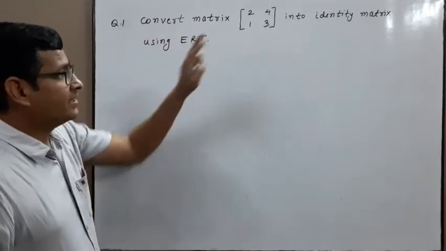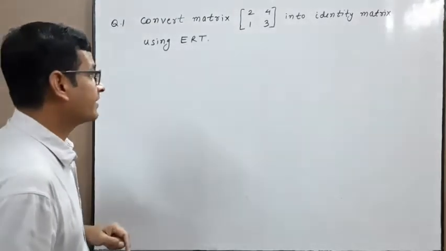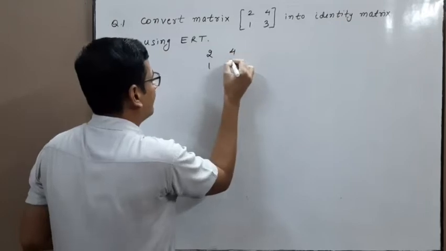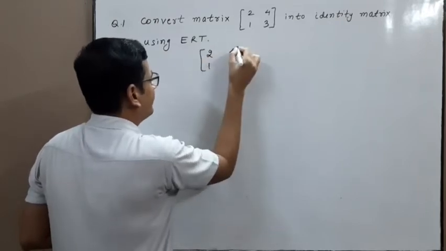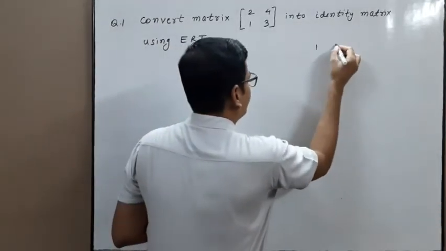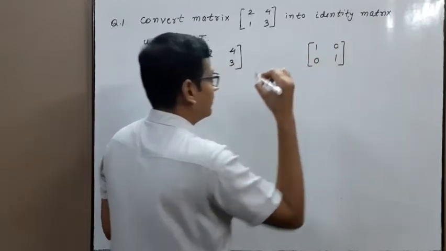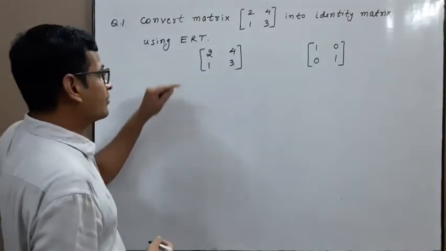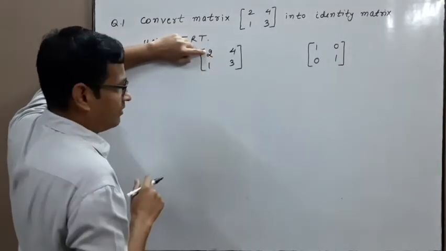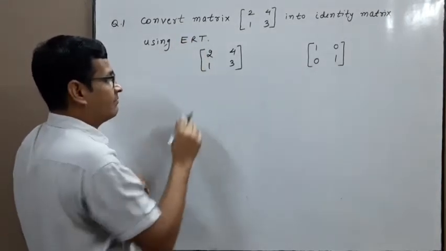Convert the matrix into an identity matrix using elementary row transformation. So first write the given matrix: 2, 1, 4, 3. Convert this matrix into the identity matrix, meaning 1, 0, 0, 1. First introduce 1 at the first row, first column position using only elementary row transformation. We want 1.